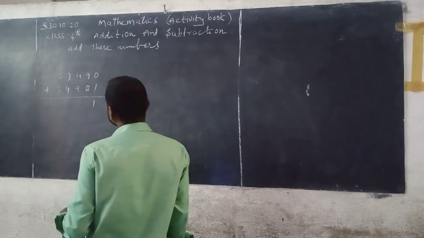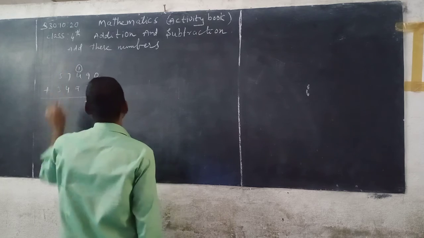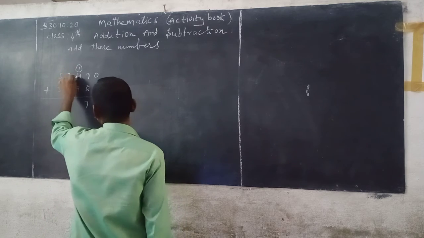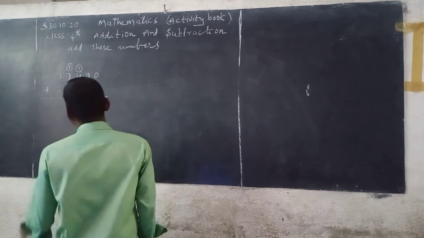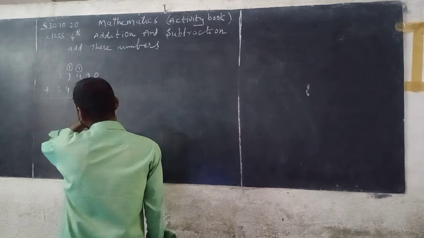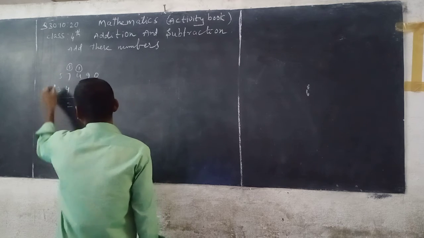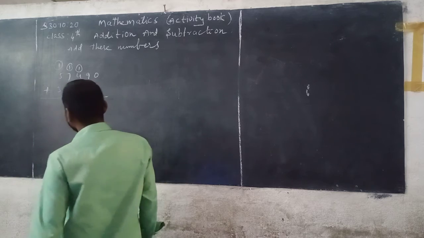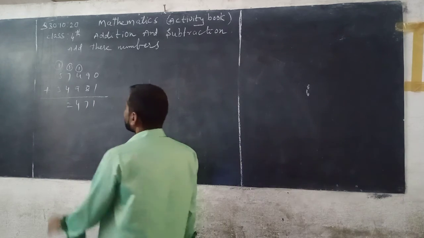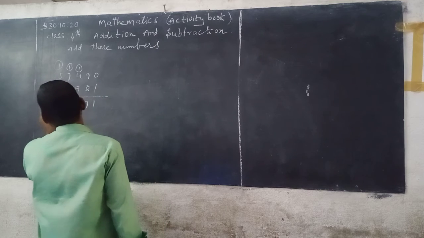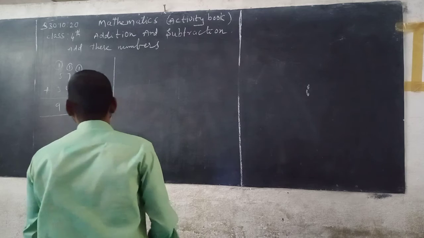Next add the digits in the tens place, that is 9 plus 8, 17. 7 taking 1 carrying to the hundreds place. 1 plus 4, 5, 5 plus 9, 14. 4 taking 1 carrying to the thousands place. Next add the digits in the thousands place, that is 1 plus 7, 8, 8 plus 4, 12. 2 taking 1 carrying to the 10,000 place. Now the last, add the digits in the 10,000 place. 1 plus 5, 6, 6 plus 3, 9. The sum is equal to 92,471.